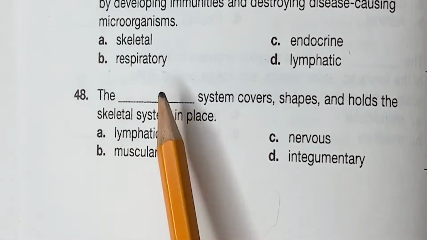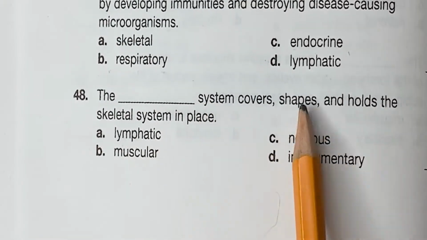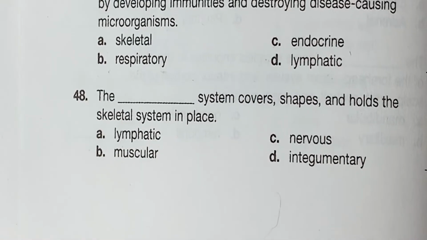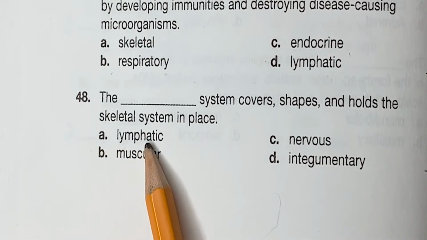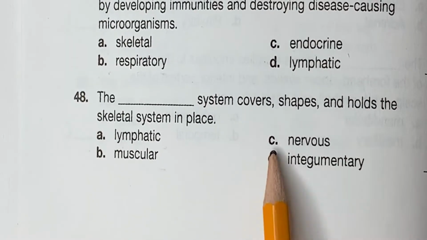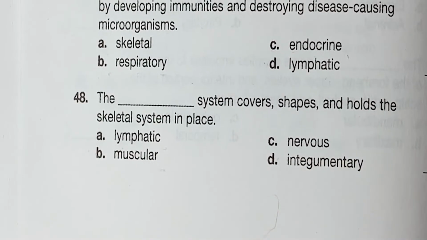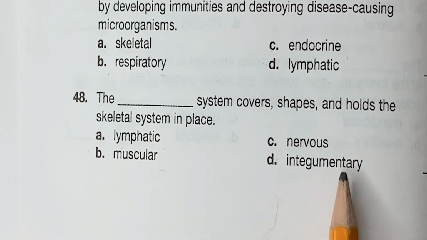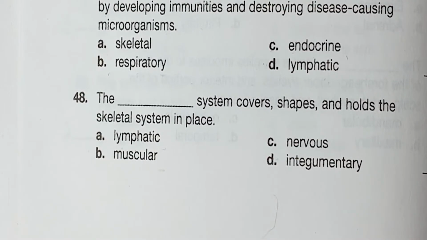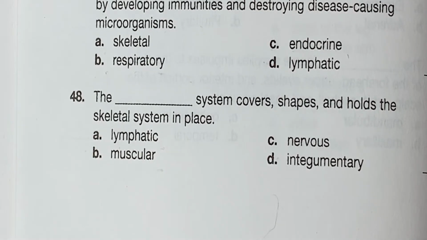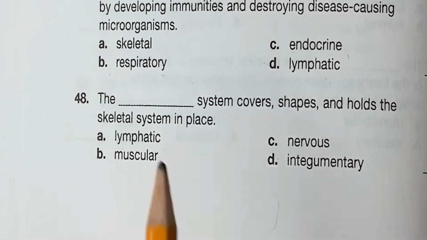48. The blank system covers, shapes, and holds the skeletal system in place. Is it A, lymphatic, B, muscular, C, nervous, or D, integumentary? And your correct answer is B, muscular.